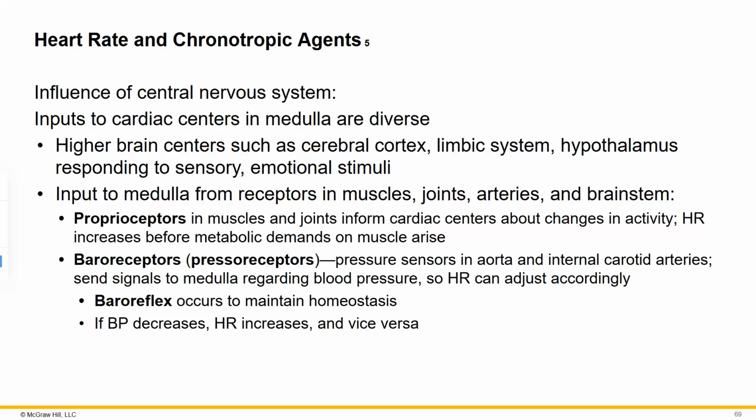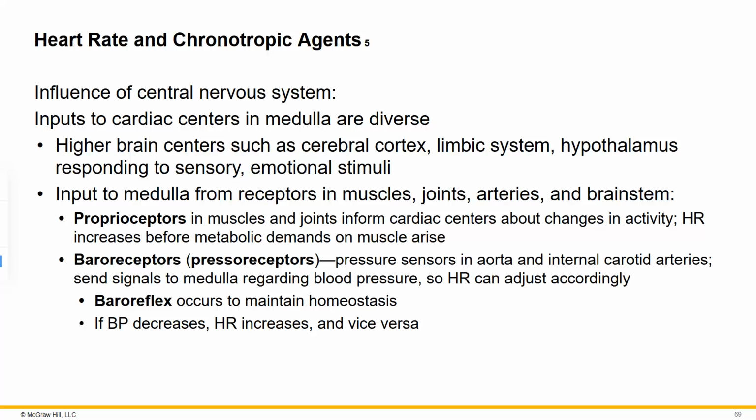In addition to the sympathetic and parasympathetic nerve fibers that can have some impact on heart rate, there are pressure receptors that can also have impact on heart rate. So proprioceptors in the muscles and joints inform cardiac centers about changes in activity. Heart rate increases before metabolic demands on the muscle arise. Baroreceptors, or pressure sensors in the aorta and internal carotid arteries, send signals to the medulla regarding blood pressure, so the heart rate can adjust accordingly.